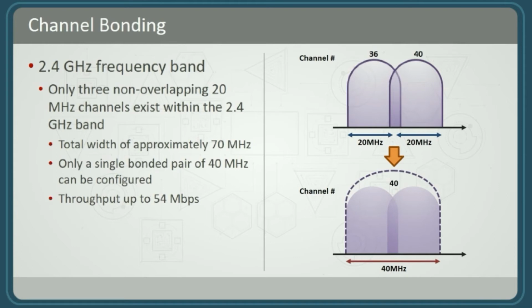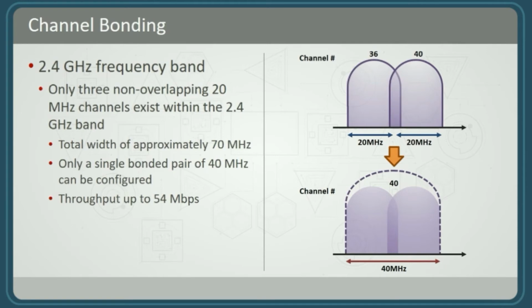If you are using the 2.4 gigahertz frequency band, then you can only support 3 non-overlapping 20 megahertz channels. Recall that we also talked about the 2.4 gigahertz band and the 5 gigahertz band earlier, and it's not exactly 2.4 gigahertz. It ranges from about 2.41 to about 2.47, in fact. And this gives you a total width of approximately 70 megahertz.